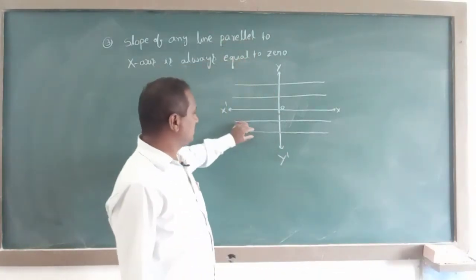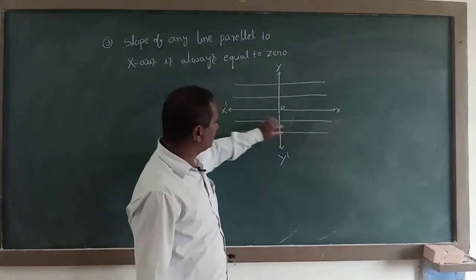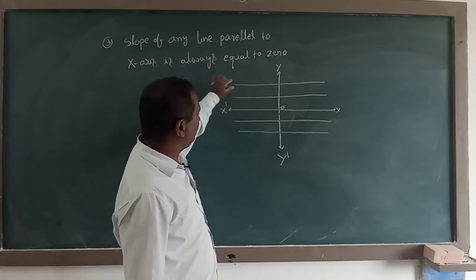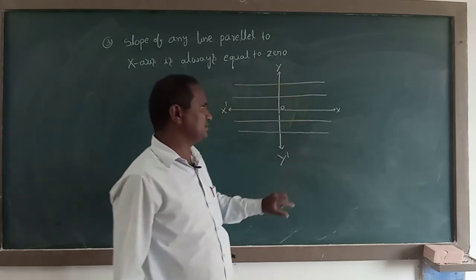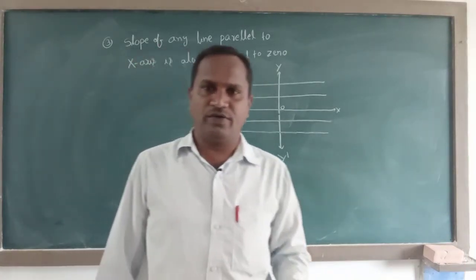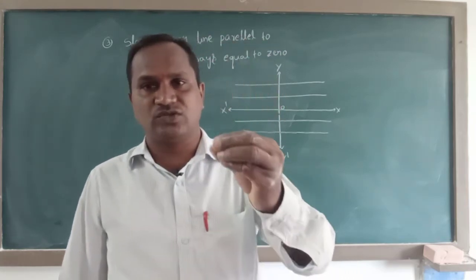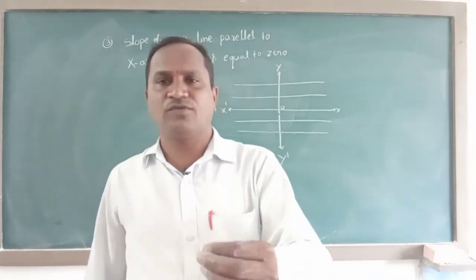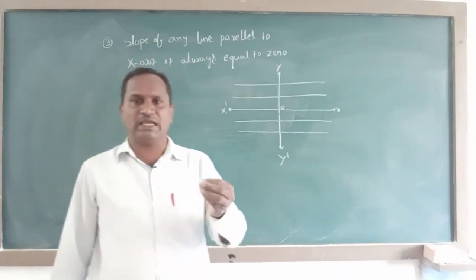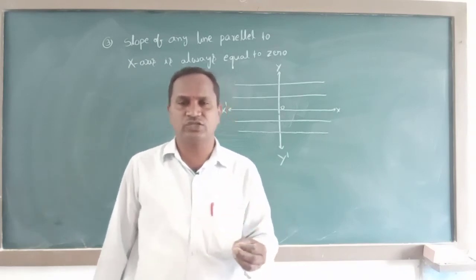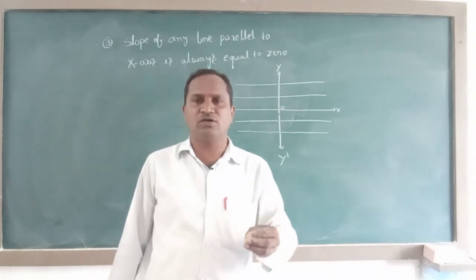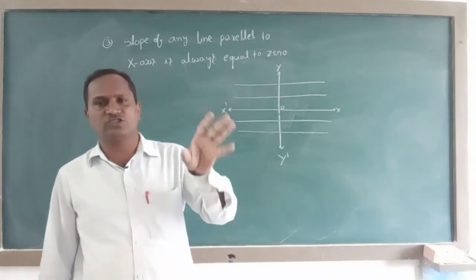Take some pair of lines. The angle made by this line is also 0 degrees, and this line also. Like that, if we take any line parallel to the x-axis, the angle made by that line is always 0 degrees, so we can take theta is equal to 0 degrees. Then we can apply the formula m is equal to tan theta, so m is equal to tan 0 degrees. Tan 0 means 0. The slope of any line parallel to the x-axis is always 0 only.